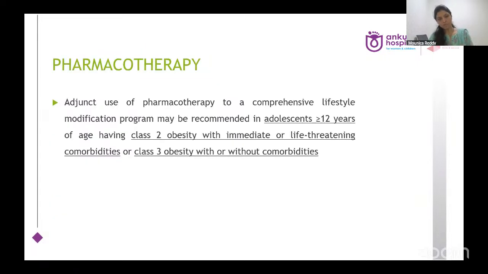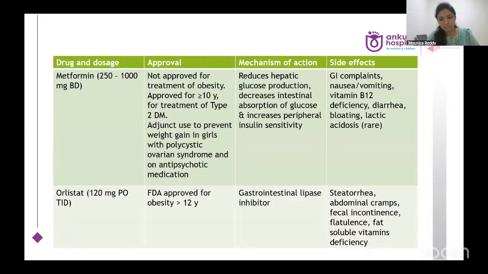Now, coming to the pharmacotherapy. Pharmacotherapy is recommended if a comprehensive lifestyle modification program doesn't give the appropriate results in about 6 months to 1 year. In adolescents, especially those more than 12 years, having class 2 obesity with immediate or life-threatening comorbidities, or a child with class 3 obesity. Class 2 obesity is more than 120% of the 95th percentile BMI, and class 3 is more than 140% of it. So these are the different medications. Let me go through the most commonly used ones if we are using them for a child.